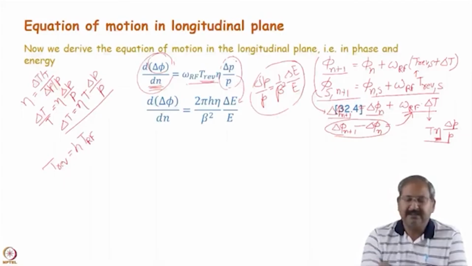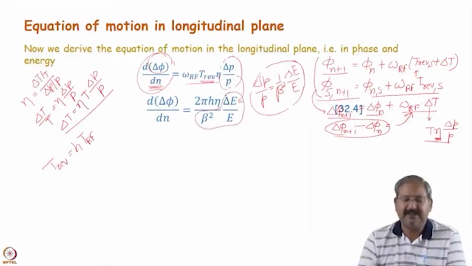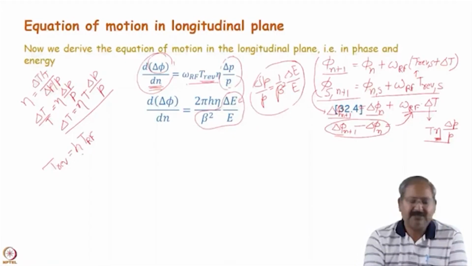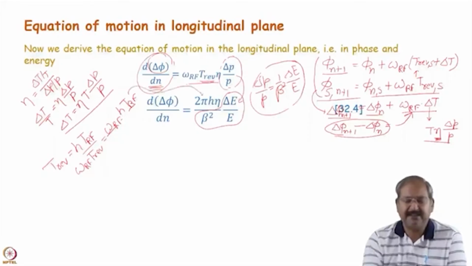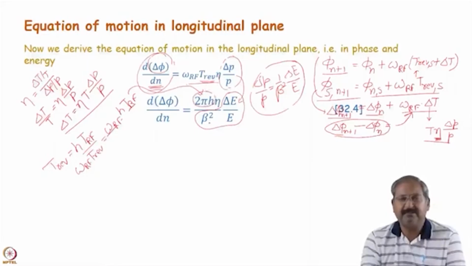So in place of delta p by p, we have written down 1 by beta square delta E by E, and when we take t revolution as h T RF, we have omega RF t revolution equal to omega RF h T RF, and omega RF T RF will be 2 pi, so this quantity will become 2 pi h, and this 2 pi h is written here. So this will be 2 pi h eta upon beta square delta E by E.